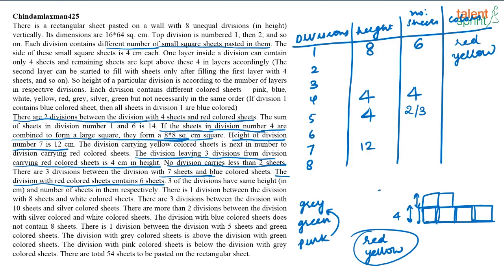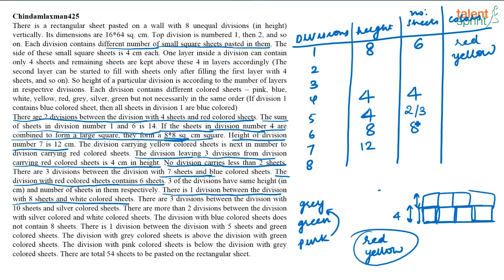Okay, before we fix grey, there is another information that is given here. The sum of the sheets in division number 1 and 6 is 14. So sum of sheets, so this is 6 sheets, means how many sheets has to be here? 8, because sum of sheets is 14. So 8 plus 6 is 14. So 8 sheets should be there. 8 sheets form how many layers? 2 layers, or the height is again 8 centimeter here. Now look at this, there is one division between the division with 8 sheets and the white colored sheets.